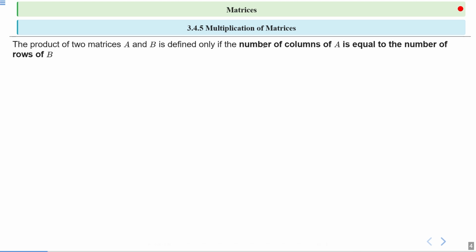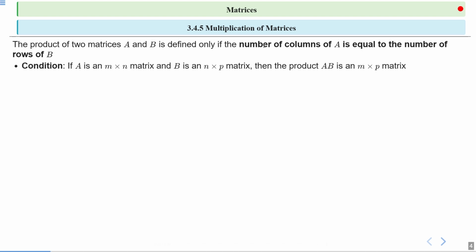So today we are going to explore the concept of matrix multiplication, right? NCERT section 3.4.5. The first thing to understand is that the product of two matrices A and B is only defined when the number of columns in matrix A matches the number of rows in matrix B. Clear? This is a crucial condition for matrix multiplication to be possible, right?